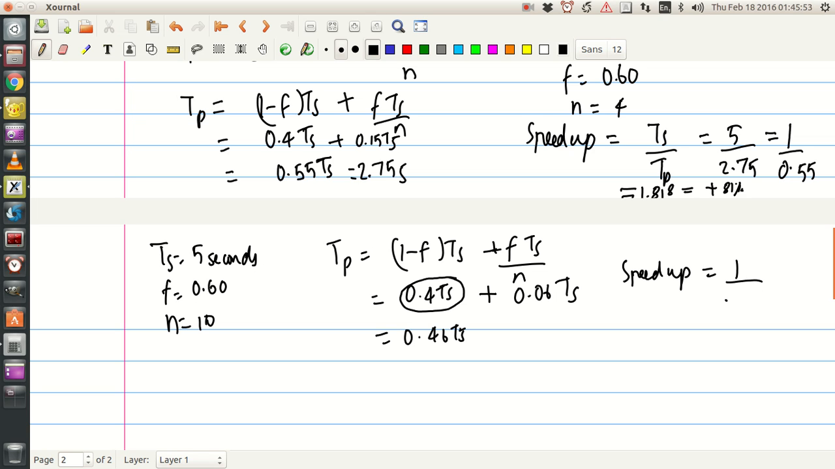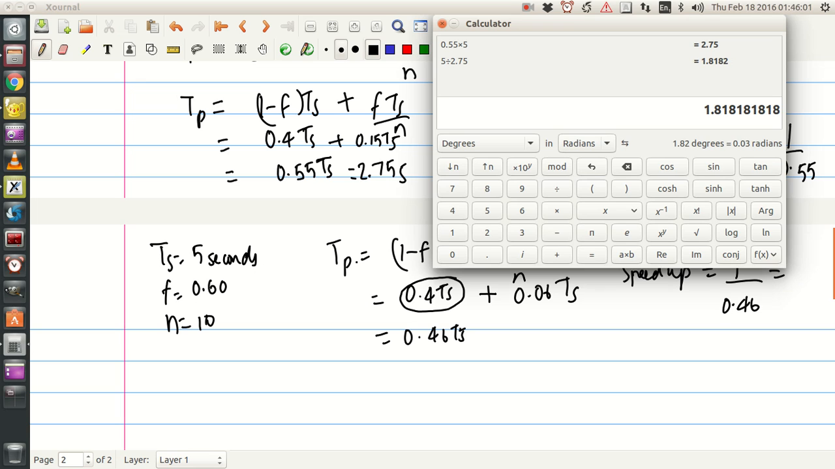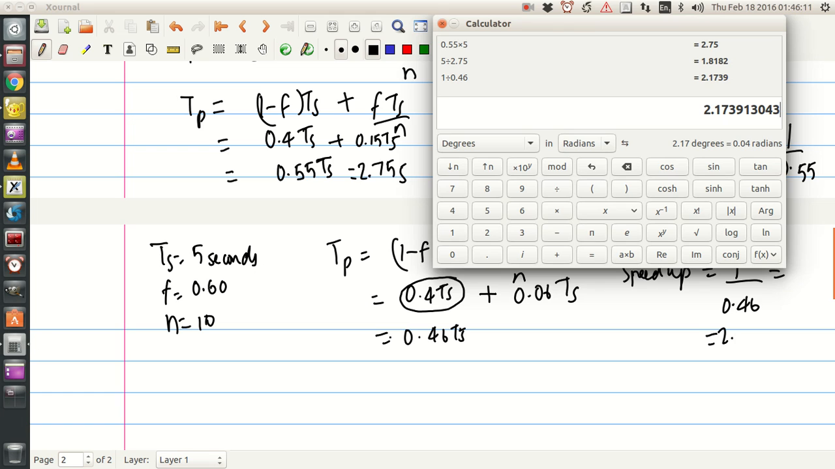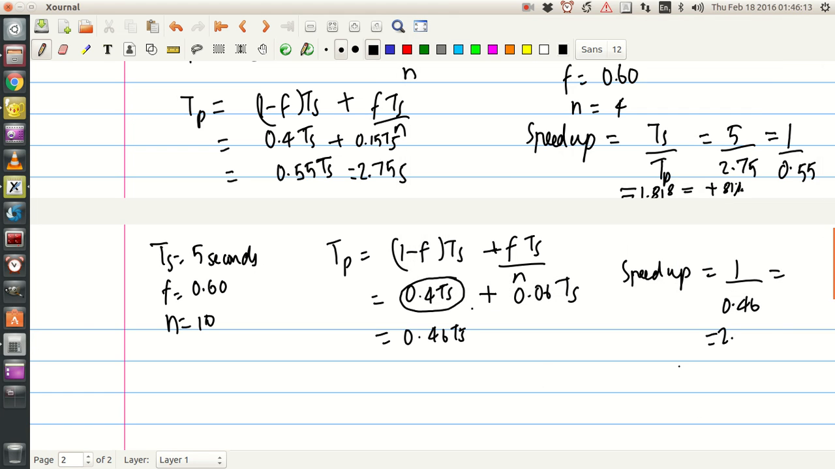The speed up will be 1 divided by 0.46, and if you take a calculator, that is 2.173. Now if you notice this, no matter how much you increase the number of processors, this term will not affect the time taken over here.